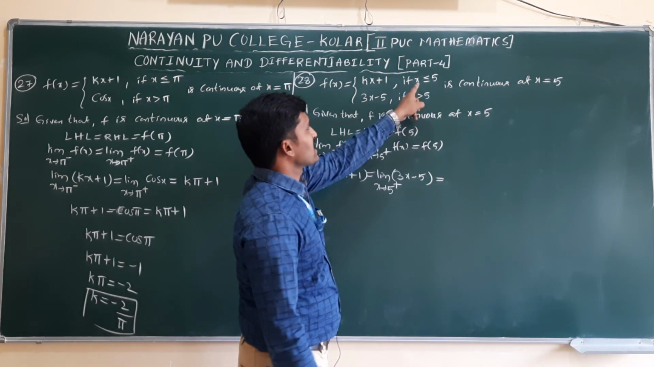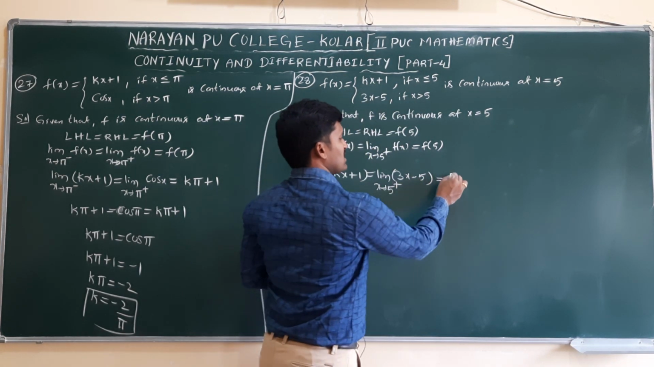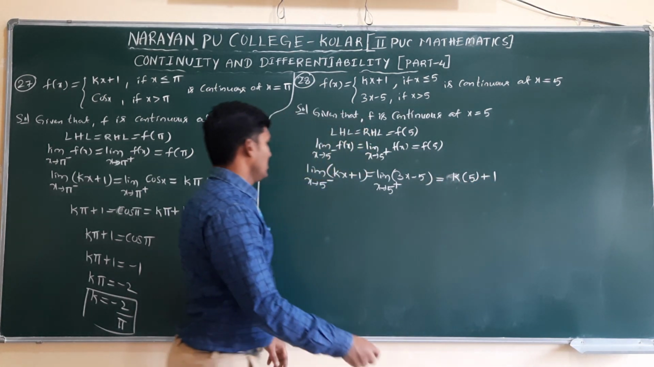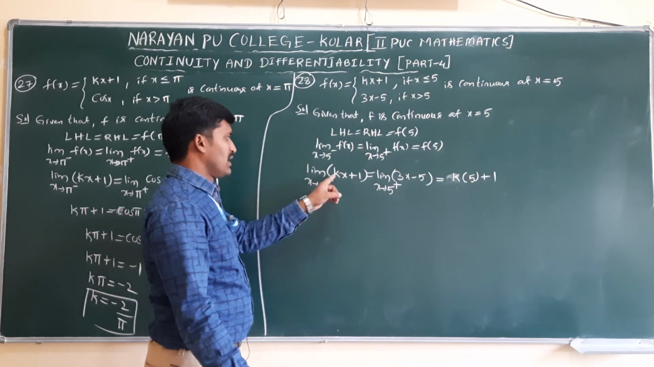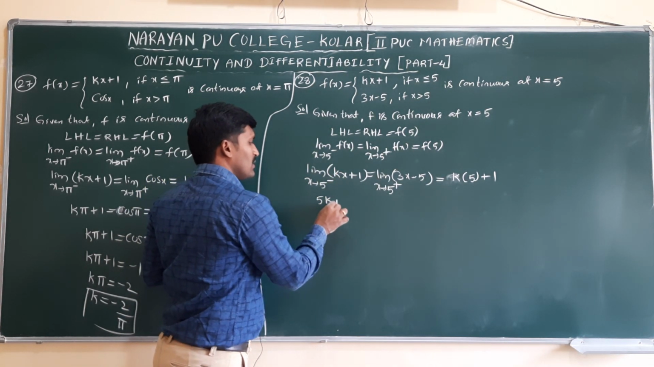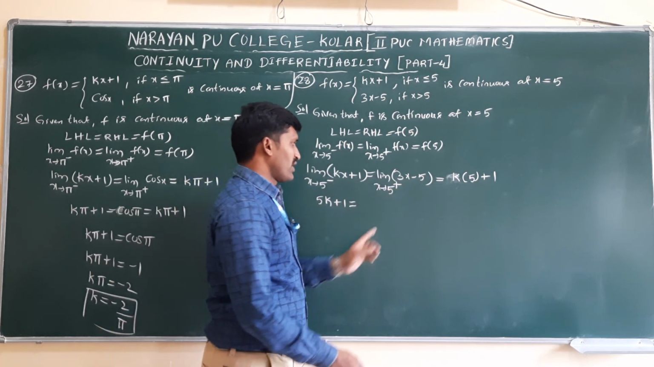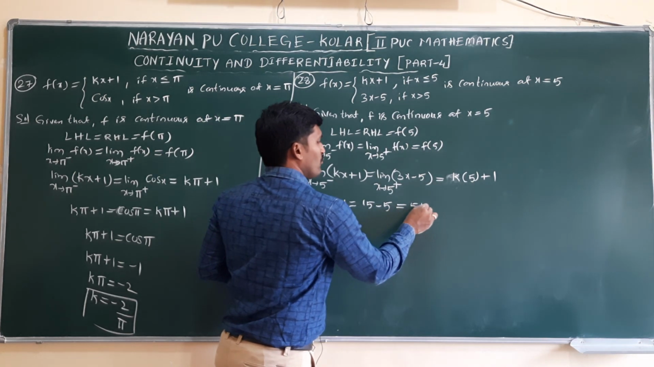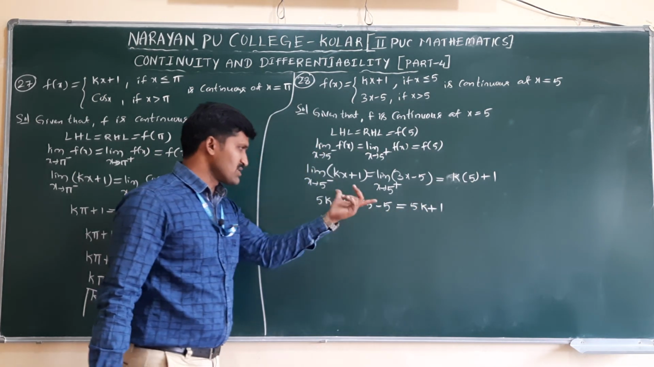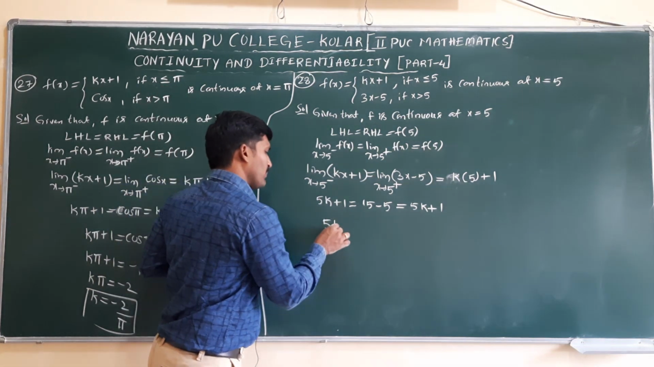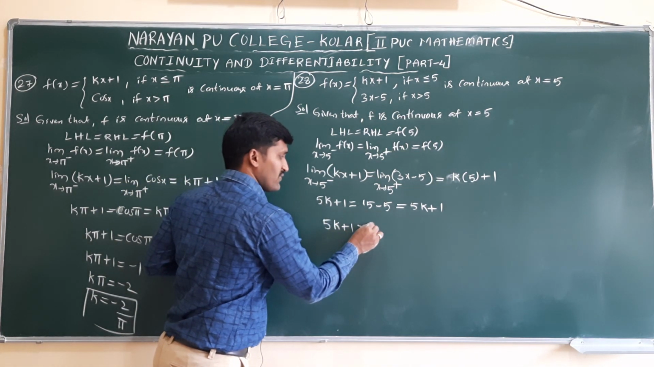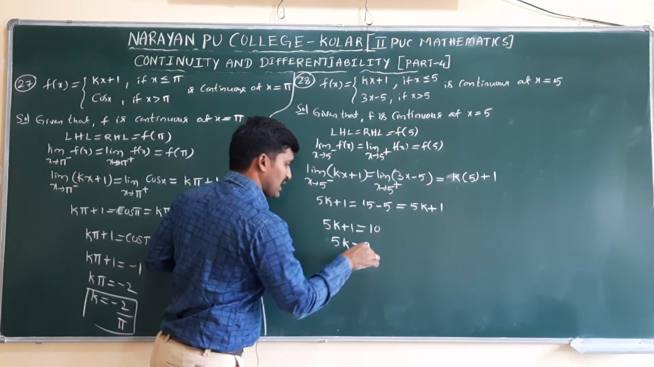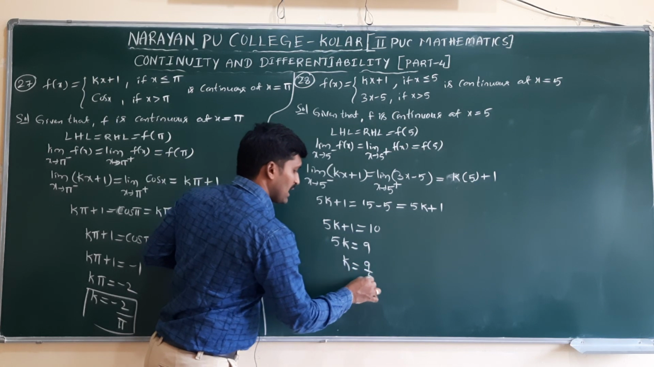f of 5 means at x equal to 5, what is the function? kx plus 1, that is k into 5 plus 1. Substitute the x value 5 here: 5k plus 1 equal to 3 fives are 15 minus 5. 5k plus 1 equal to 15 minus 5, that is 10. 5k equal to 10 minus 1, that is 9. So the k value is 9 by 5.